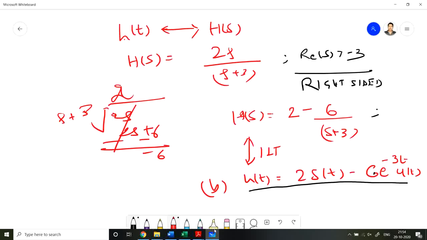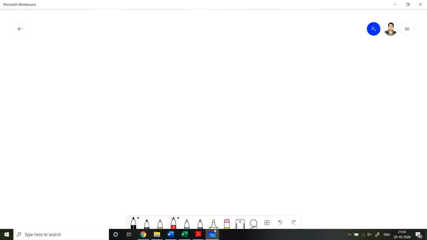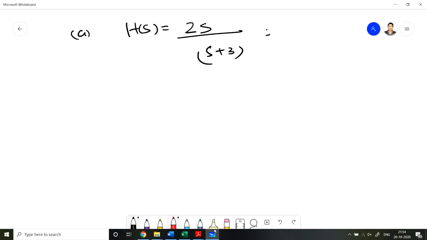Now let us solve part A. So what is part A? We found the value of Hs by using partial fractions, since Hs is nothing but Ys divided by Xs. We found that in part A, and the ROC is real part of s greater than -3.